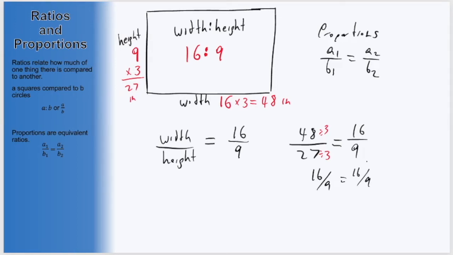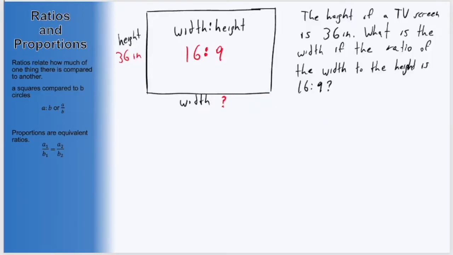Using proportions like this can be very useful when trying to determine how much of one thing there should be, when you know how much of the other thing there is. Let's work through some examples to see how we can use proportions in problems.